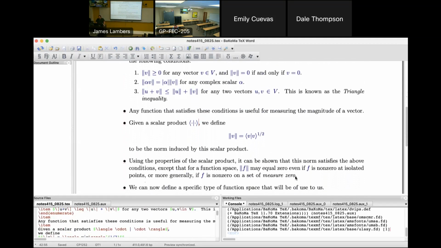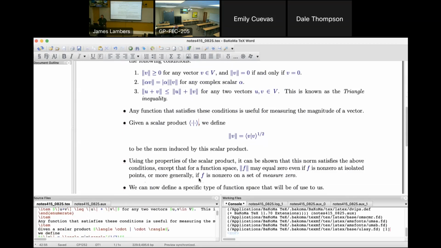Okay. One thing we need to be careful about with functions, though, is that in a function space, as opposed to ordinary vectors, you may have a situation where, for certain norms, the function f might be non-zero at isolated points. For example, suppose you have a function that's equal to 0 everywhere, except at one single solitary point, where it's equal to 1. Certain norms of that function space still turn out to be 0. So that's something to be mindful of.